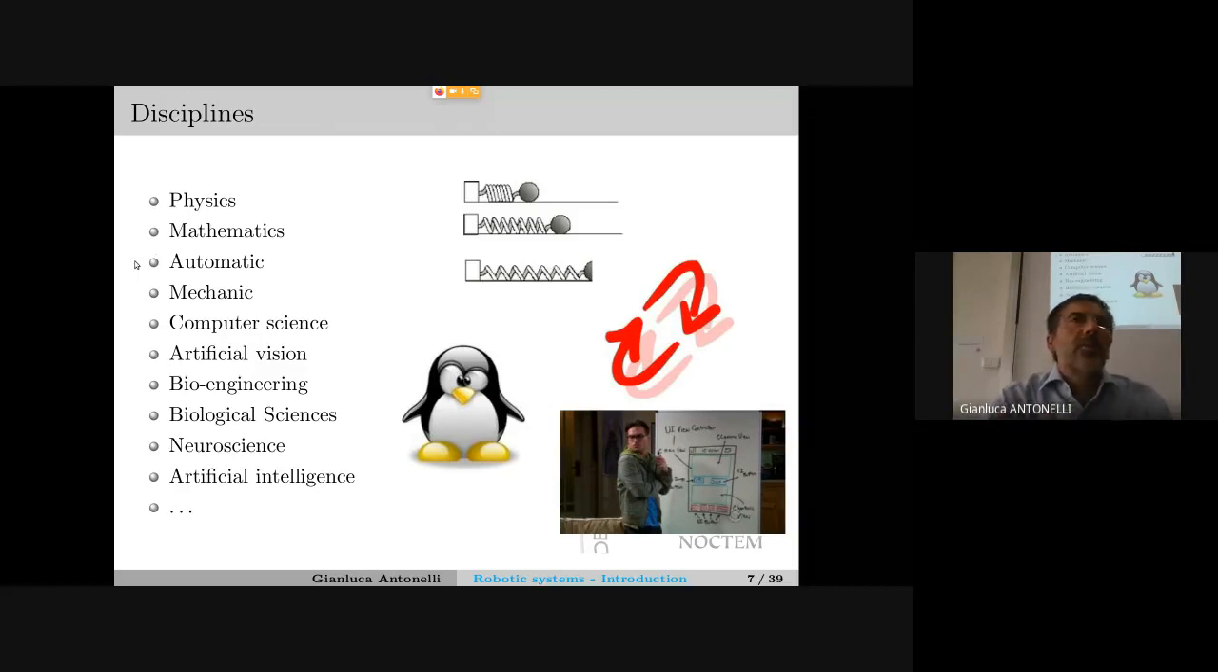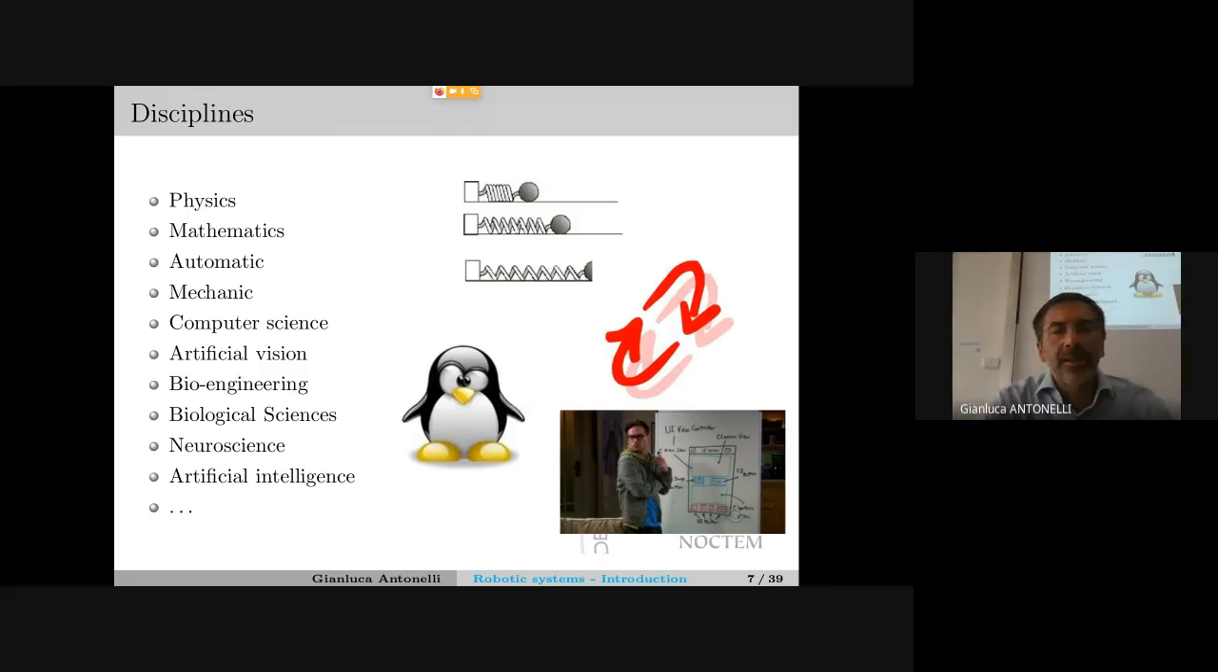Then I put here automatic control, because I'm polarized and I consider this important just after physics and mathematics. And then also mechanical aspects. I don't have a mechanical degree.